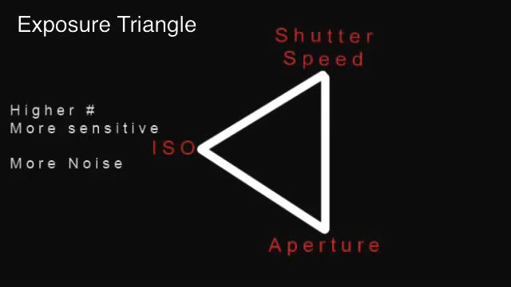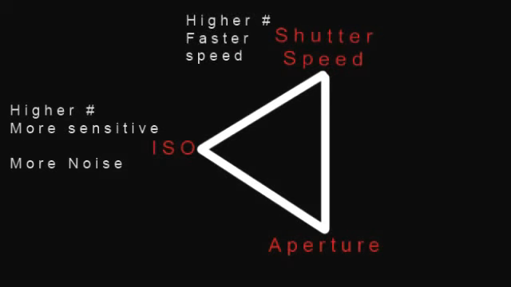Well, with ISO, the higher the number, the more sensitive your camera will be to light, meaning you can shoot in less light. But you'll have more noise in your photographs. You get more speed, but you also get more noise. It's a trade-off. Now with shutter speed, the higher the number, the faster the speed, meaning the shutter will be open less time and less light will reach the sensor.